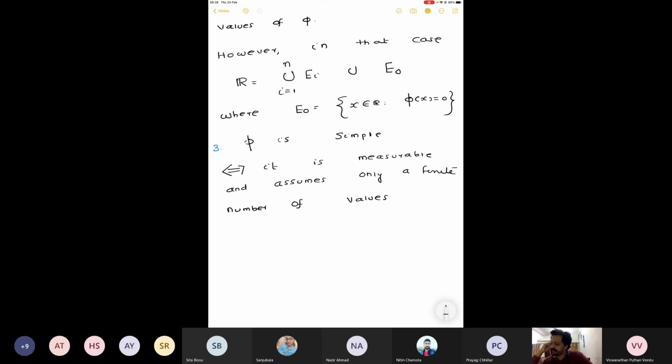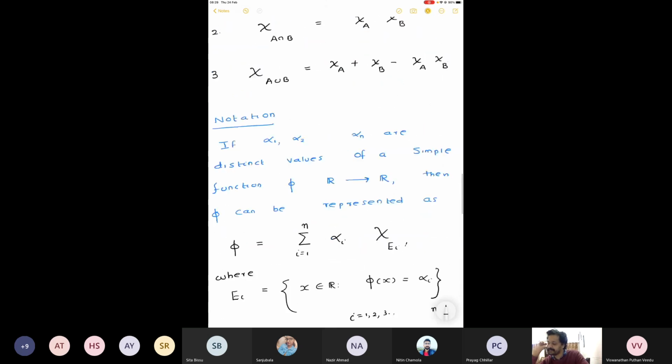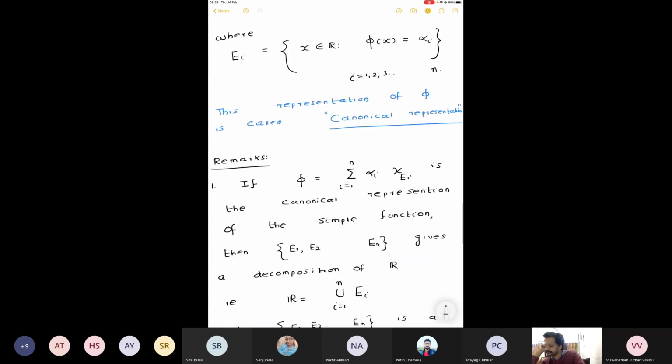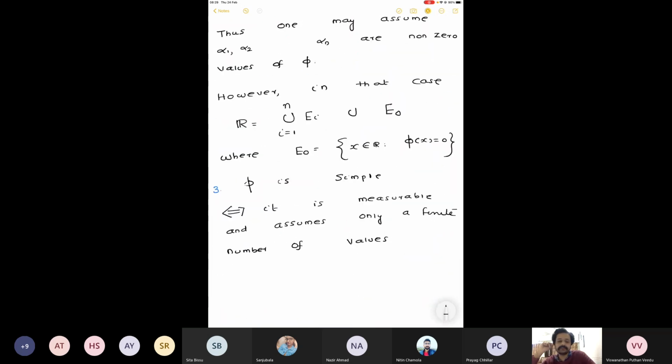Suppose a function is measurable and it assumes a finite range set, alpha 1, alpha 2, etc., alpha m. Then do you see that that function is simple? Go for the definition of simple. What does the definition of simple say? It should be measurable. That is already a hypothesis. There should exist E1, E2, E3, etc., En. Can you find E1, E2, E3, etc., En with this assumption?